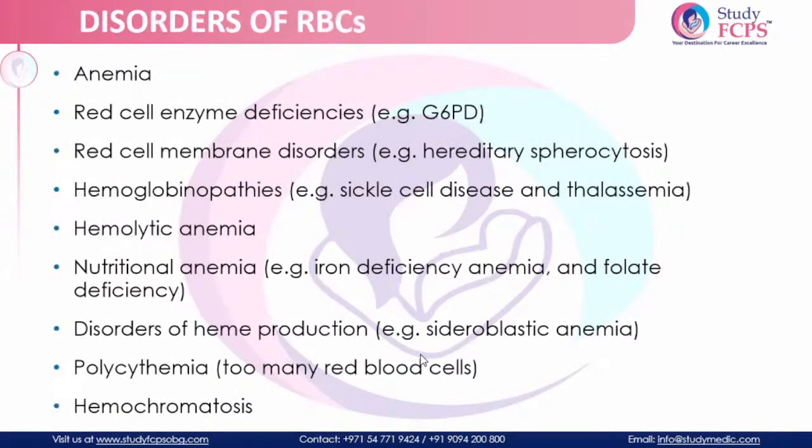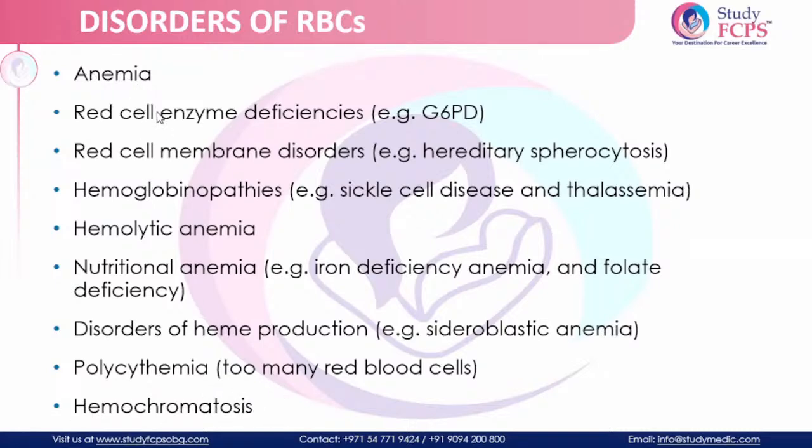So, let's come to the disorders of RBCs. Basically, disorders of RBCs we divide into anemia, that is a decrease in the amount of RBCs, polycythemia, that is too many RBCs, and then hemochromatosis, that is a chemical kind of blood disorder related to the RBCs.